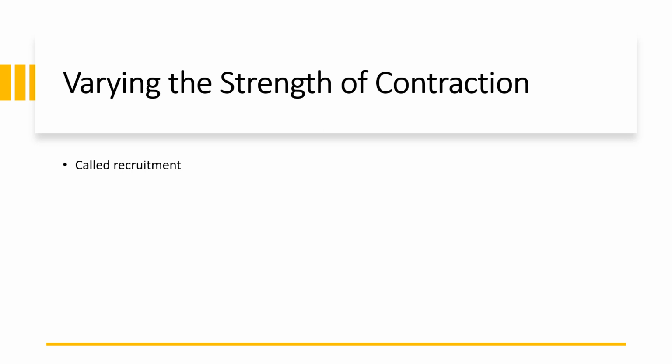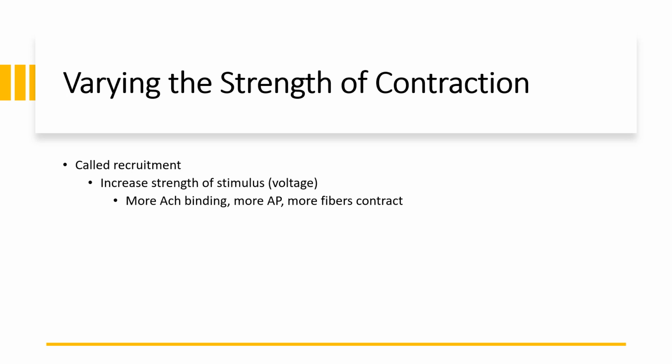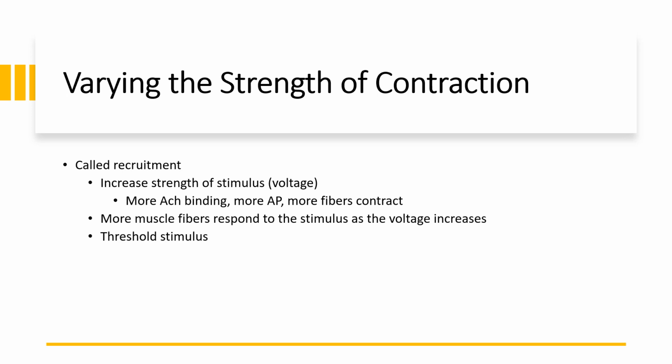So let's do a little summation of this last type of how we can vary the strength of contraction. Again, it's called recruitment. When you are talking about stimulus strength, we're talking about the voltage. Higher voltage changes are going to cause higher stimulus. This is going to cause more acetylcholine to bind, more action potentials, more fiber contractions. So we increase the amount of muscle fibers that are actually involved. More muscle fibers respond to the stimulus as the voltage increases, and there are thresholds that have to be passed in order for the muscles to actually start to contract.